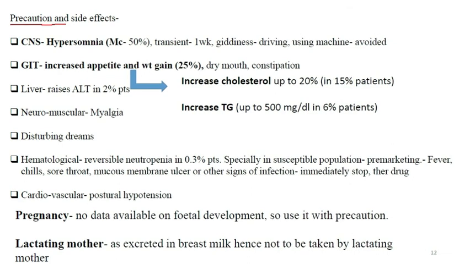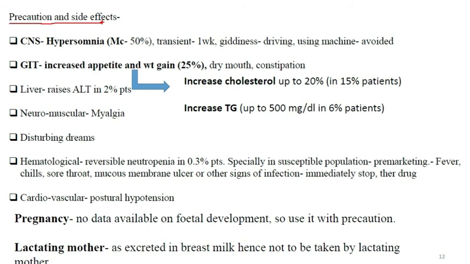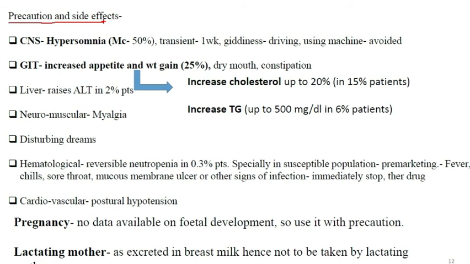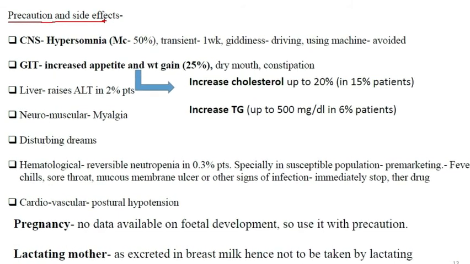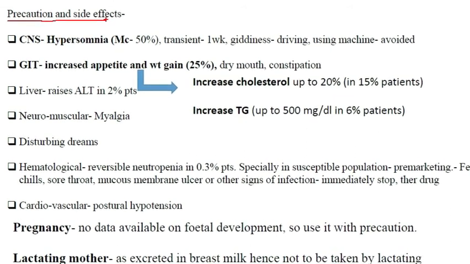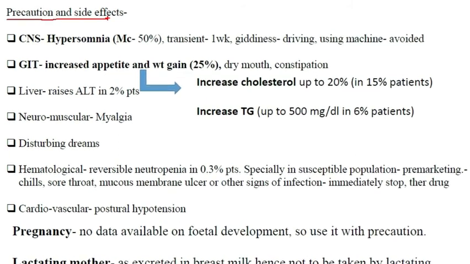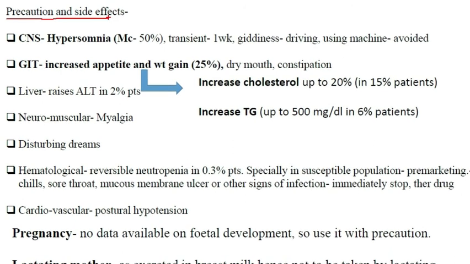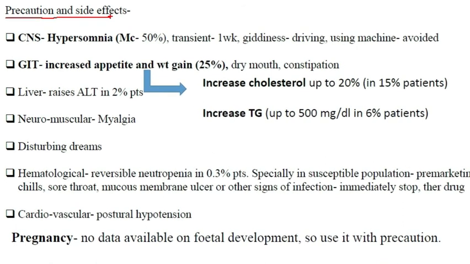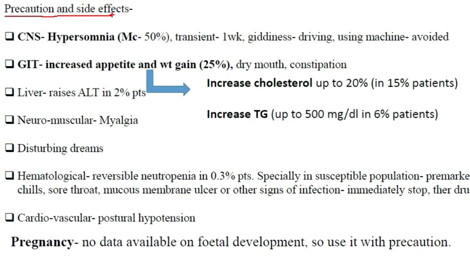Now coming to the precautions and side effects associated with the mirtazapine. Here I want to draw your attention. Remember, whenever we read the side effects of any drug, especially the psychotropic drugs, we have to keep in mind we have to pay attention on certain organs. So first and foremost important organ is the central nervous system because most of the psychotropics act on the central nervous system. Second organ is the gastrointestinal tract because most of the psychotropic drugs are used by the oral routes.